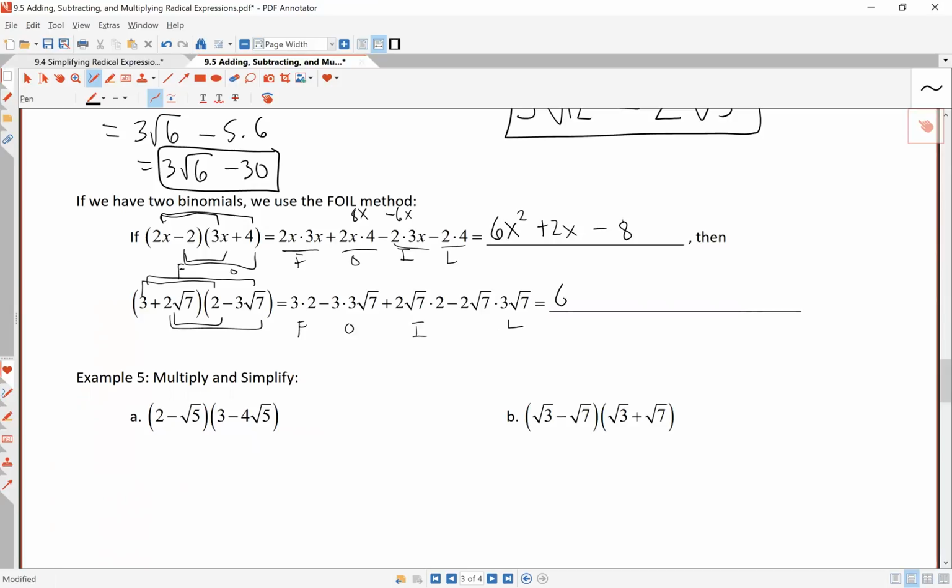Now that's going to give us 6 minus 9 root 7 plus 4 root 7. Negative 9 plus 4, those are like terms, so that gives us negative 5 square root 7. This gives us negative 6 square root 49, which is negative 6 times 7, which is negative 42. Now 6 minus 42 is negative 36.